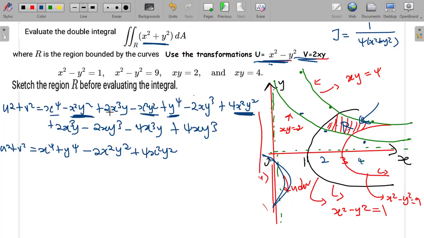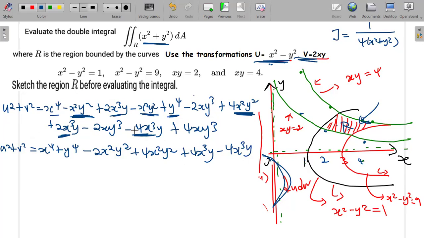And then now I get this 2x to the power 3. I can also see 2x to the power 3, so I add this and this. I get, what? Plus 4x to the power 3y. And then I can also see 4x to the power 3y, so that will be minus 4x to the power 3y.